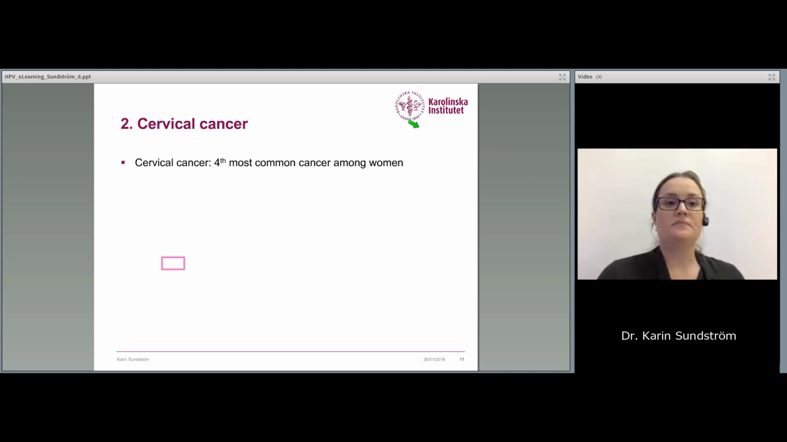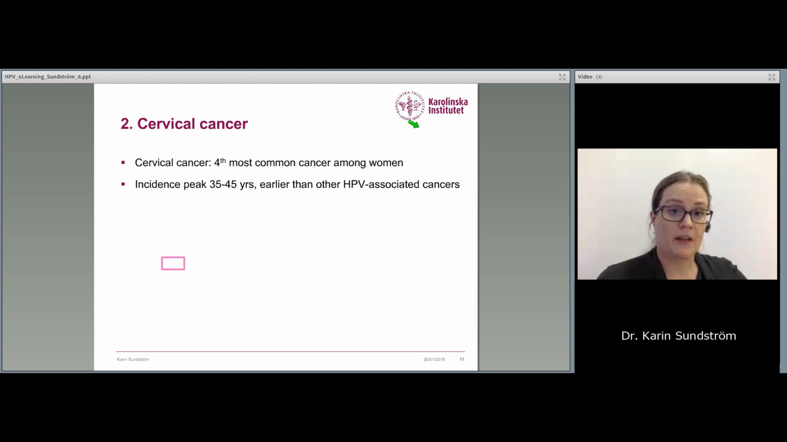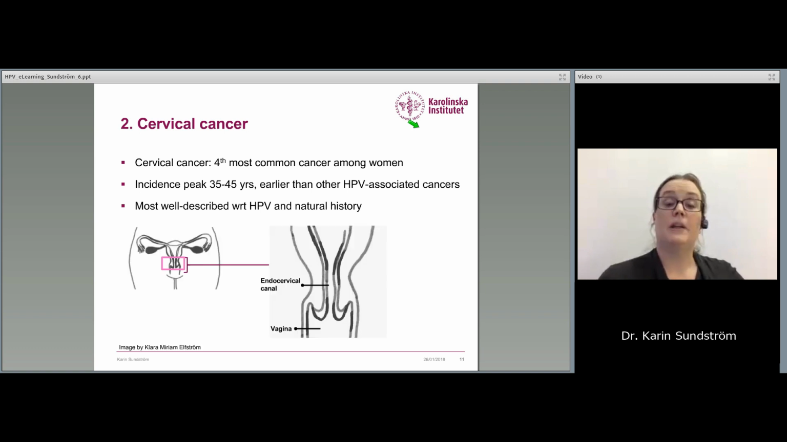So, moving on to cervical cancer, our main focus for today, it is the fourth most common cancer among women. The incidence peaks at around 35 to 45 years of age. Please note that this is earlier than several other HPV-associated cancers. And it is the most well understood and described cancer form in terms of HPV natural history.